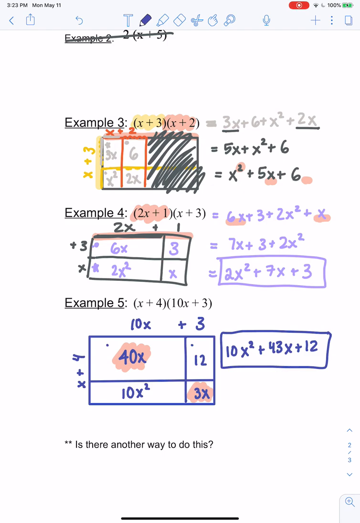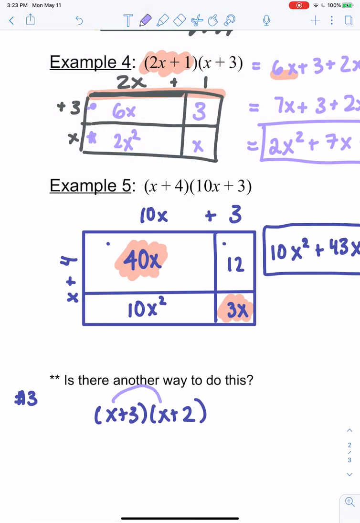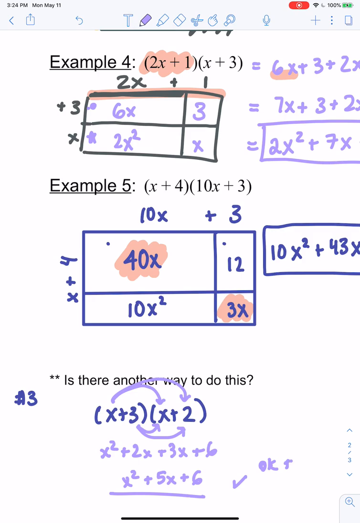If you're wondering, hey, Ms. K, I think I learned how to do this another way. For example, it went something like this. So taking example number 3, is there another way to do that? And is it okay if I do? If you learned this, just x squared, something like this, plus 2x, plus 3x, plus 6, and you like this, and you know how to use it, yes, this is okay to use.